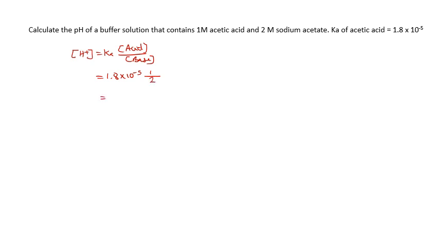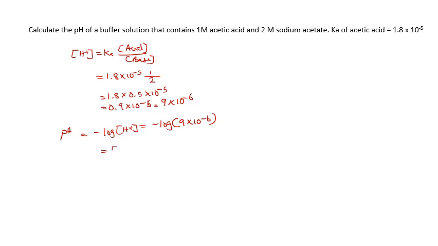So we will have 1.8, 1 over 2 is 0.5, times 10 to the power negative 5. So that equals 0.9 times 10 to the power negative 5. So by writing in scientific notation, we will get 9 times 10 to the power negative 6. And now we can substitute in the pH formula, negative log hydrogen ion concentration, that equals negative log 9 times 10 to the power negative 6. That equals 5.04 pH.